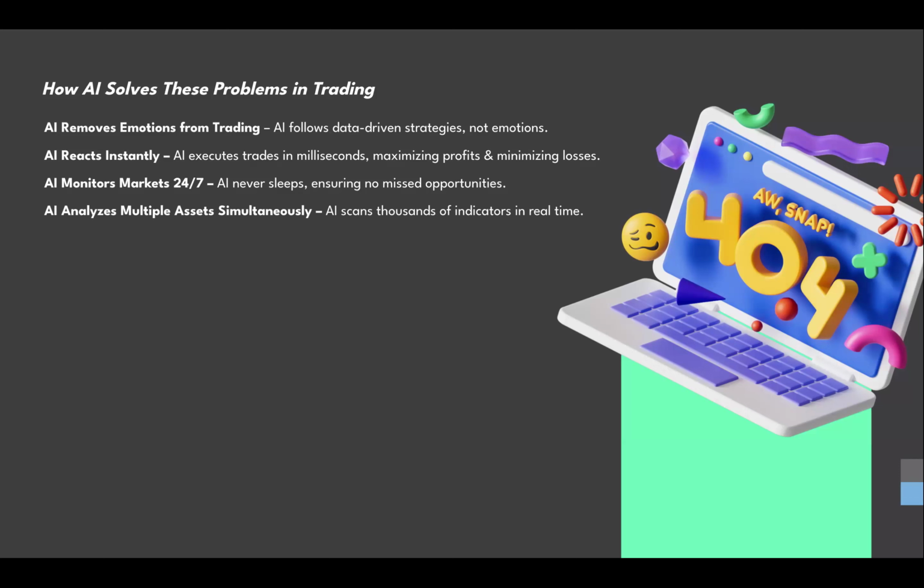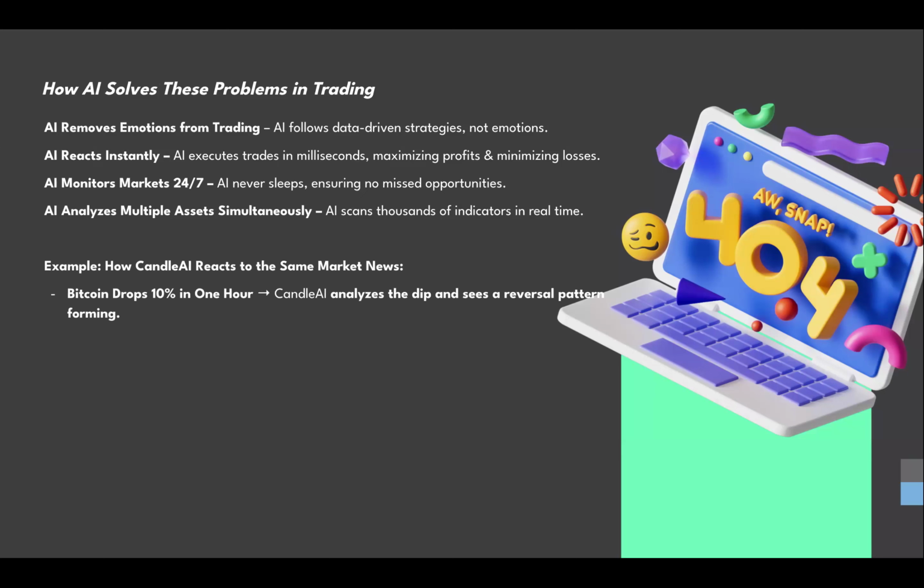And also AI can analyze multiple assets simultaneously because it's a machine, it's a computer, and its limitation is far less than ours. So AI can scan thousands of indicators in real time and analyze the data because it works with a vast amount of data, which makes it possible for it to do so.